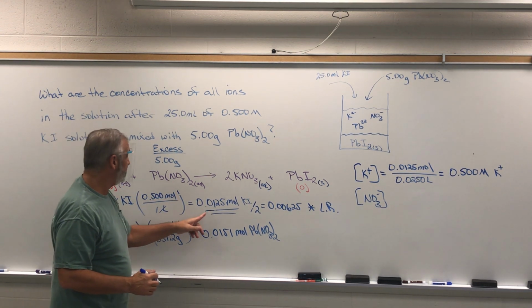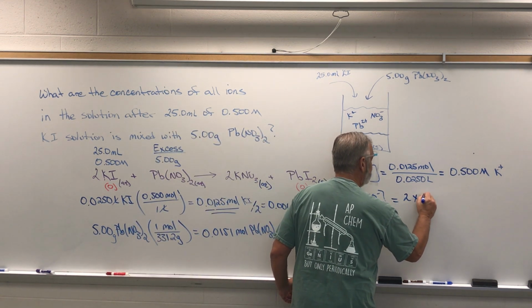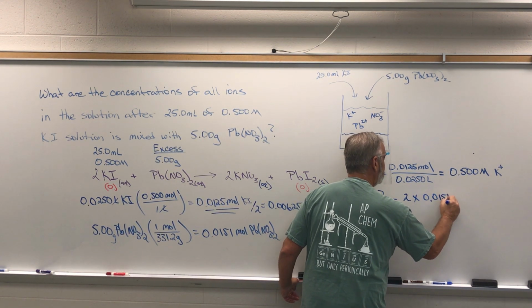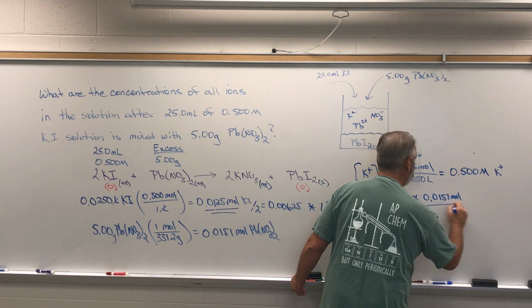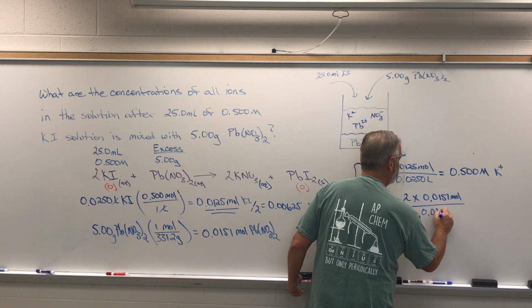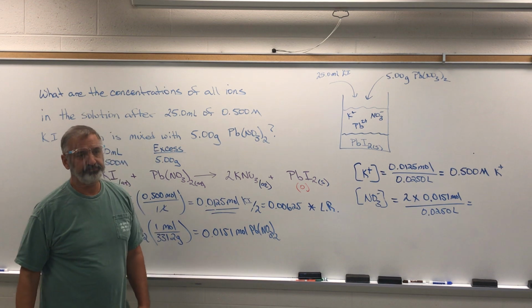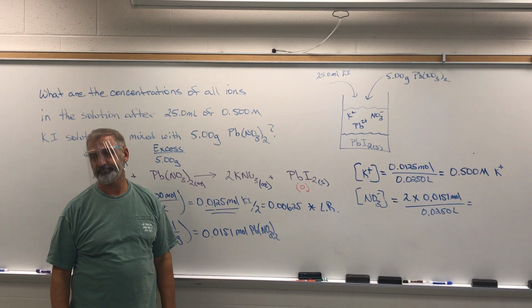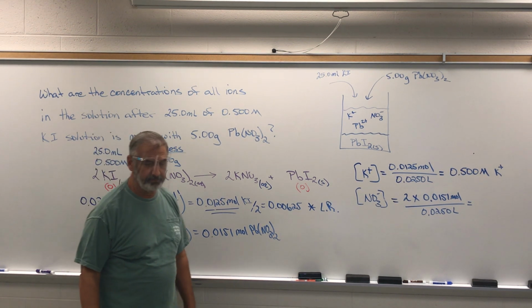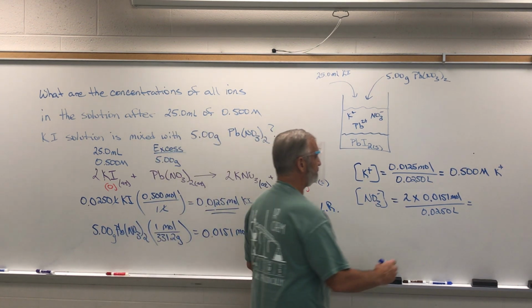So I know that I put in 0.0151 moles, so the nitrate is going to be 2 times 0.0151 moles. Okay? So that's going to give me how many moles of nitrate, divided by the 0.0250. I don't know why I doubt myself, but sometimes I do. So what does that turn out to be? 1.21 molar.